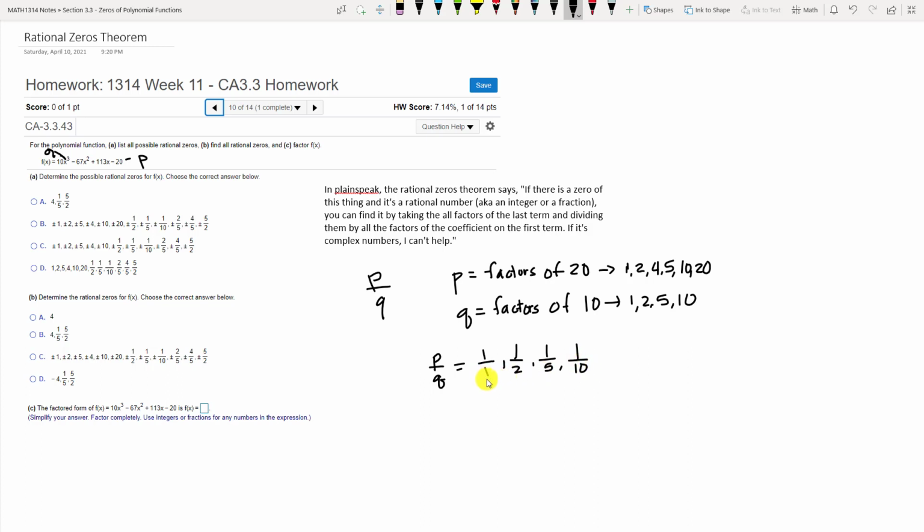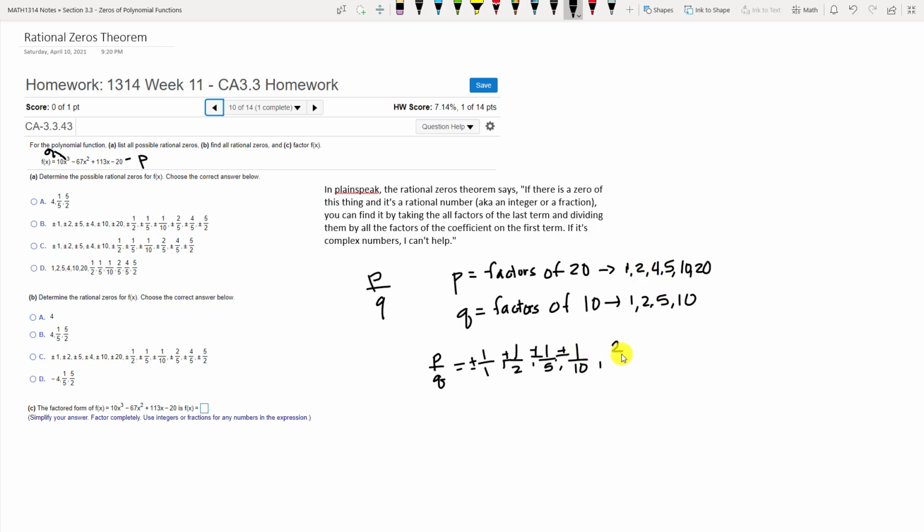The rational zeros theorem also clarifies that we don't know if they're positive or negative, so we have to put a plus or minus in front of these. So we say plus or minus 1/2. It could be a negative 1/2, a negative 1/5, a negative 1/10, and so on. Now we go to the next number in P, which is 2.